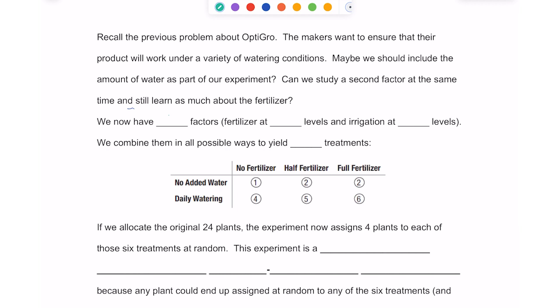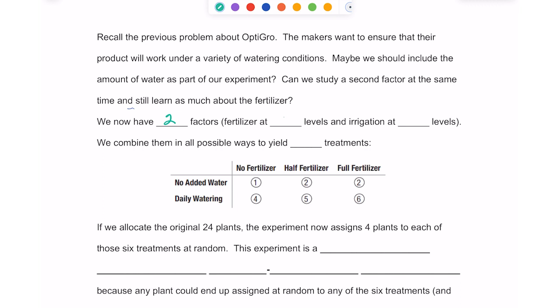So remember, there could always be more than one variable. And water amount is another variable, right? Which we call a factor. Can we study a second factor at the same time and still learn as much about the fertilizer? So if we do include water, we now have two factors.